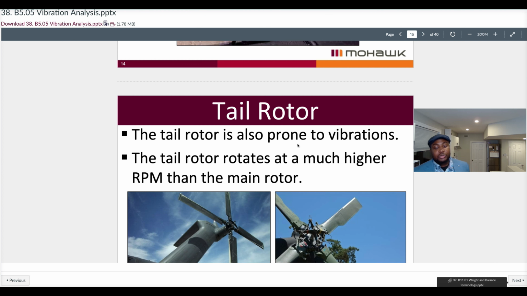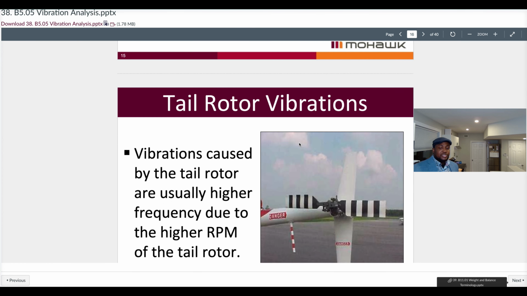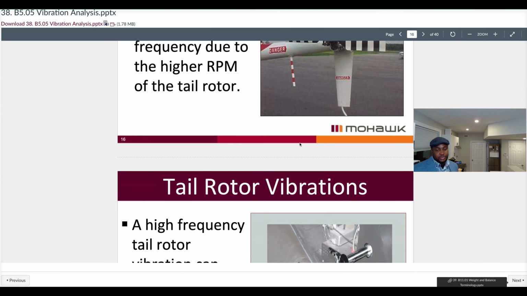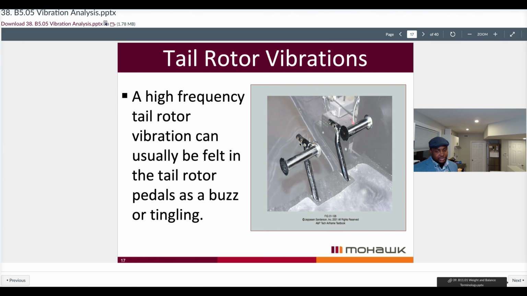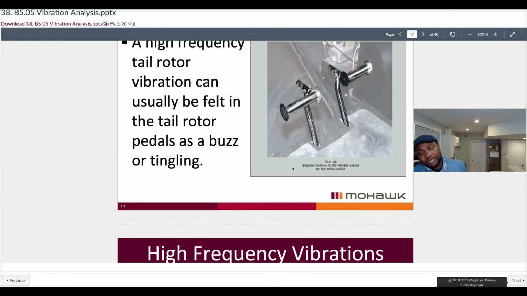The tail rotor is also prone to generating vibrations. The tail rotor rotates at much higher RPM than the main rotor because of its small size. Vibrations caused by the tail rotor will usually be in higher frequency due to the high RPM of the tail rotor. The tail rotor vibrations are high frequency vibrations that are usually felt in the tail rotor pedals as a buzzing or tingling feeling in the pilot's feet.